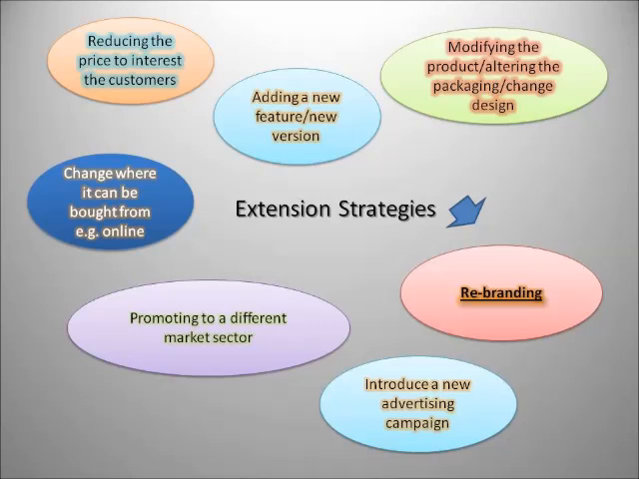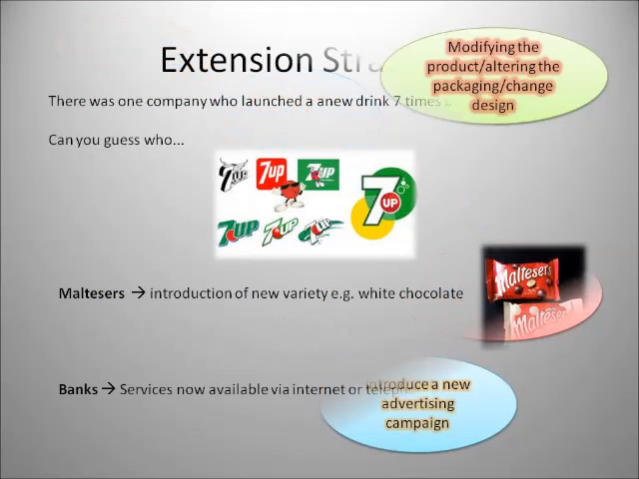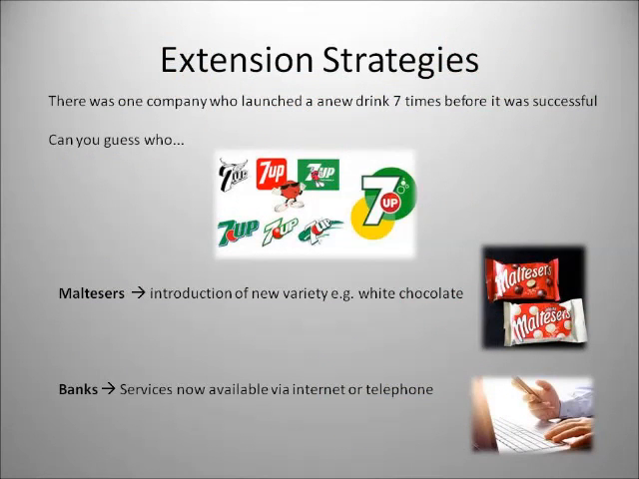At its simplest, rebranding may consist of reducing the price to interest the customers, adding new features and new versions, changing where it can be bought from, e.g. online, promoting it to a different market sector, introducing a new advertising campaign, or modifying the product, altering the package, or changing the design. There was one company who launched a new drink 7 times before it was successful, and that was Coca-Cola, and it was for 7-Up.